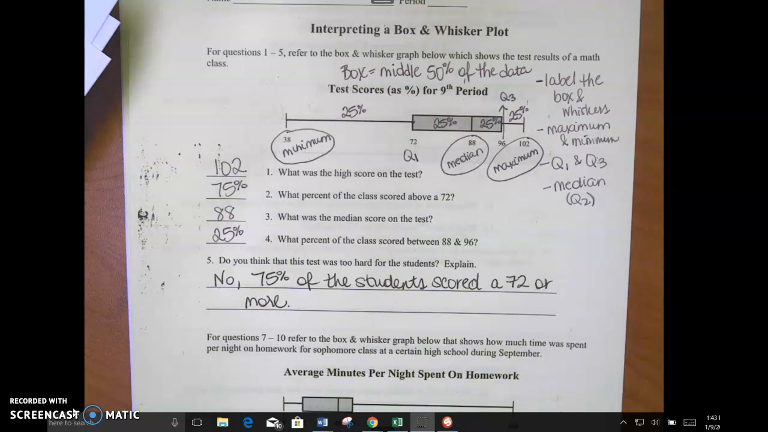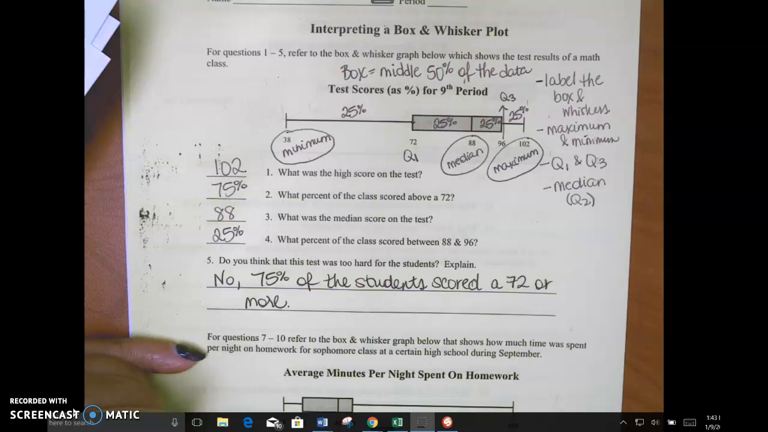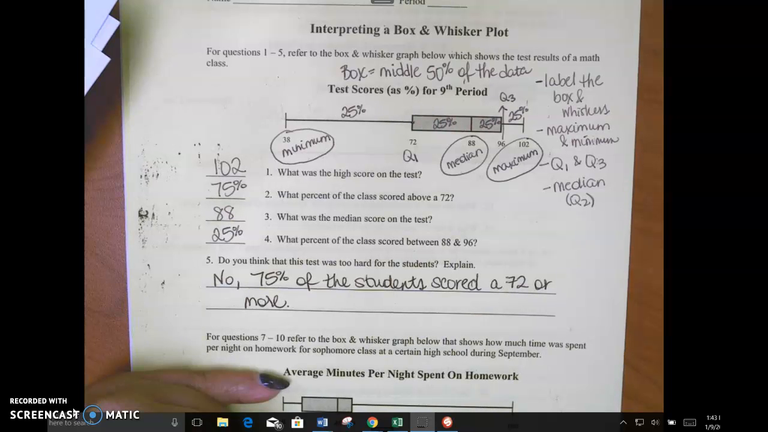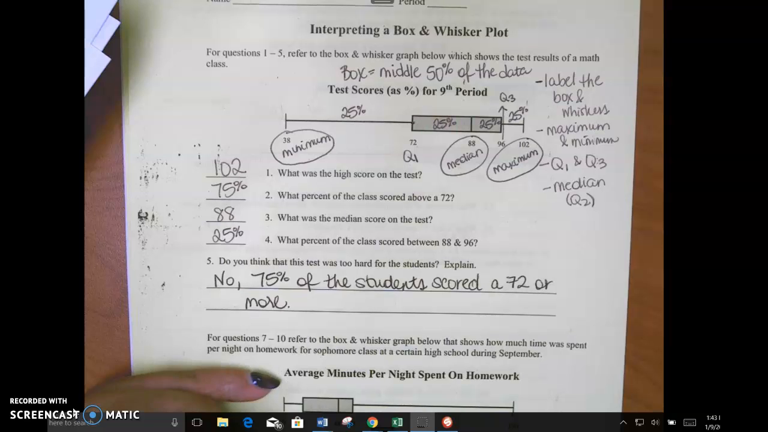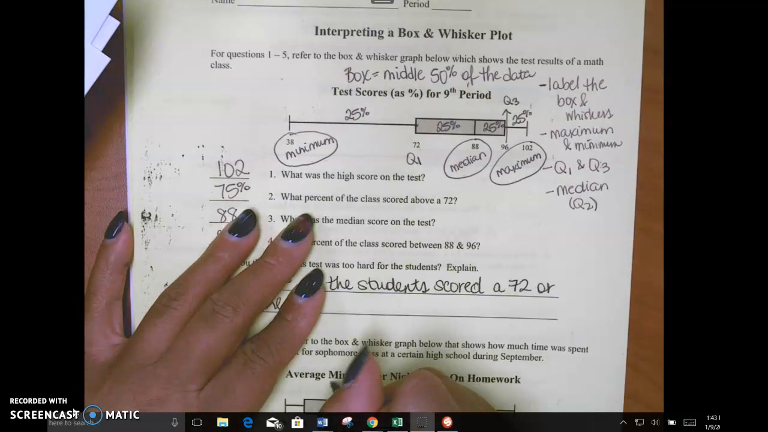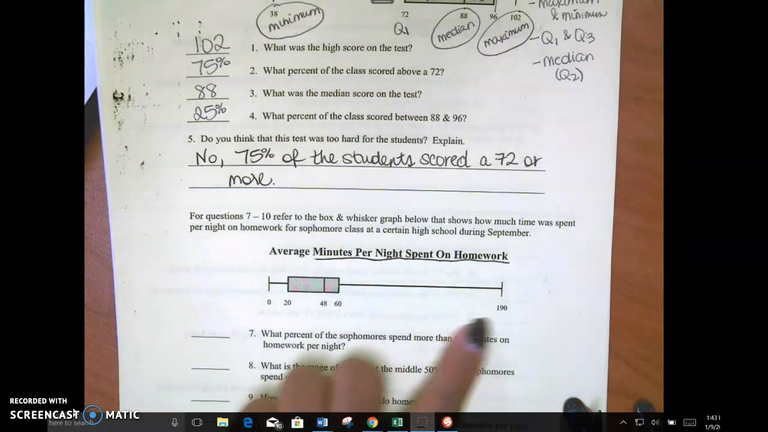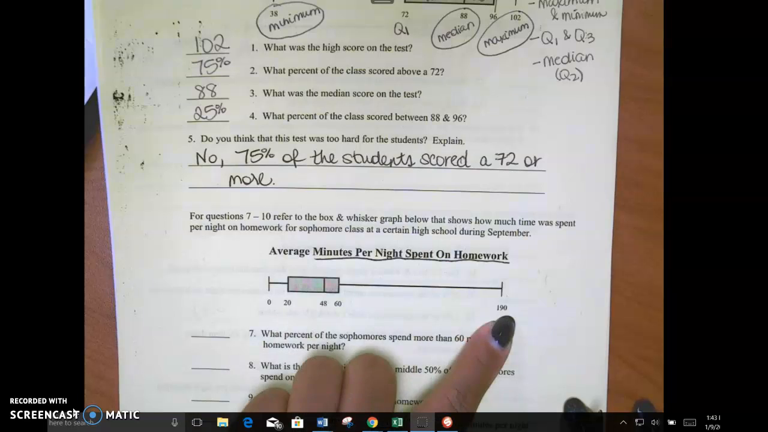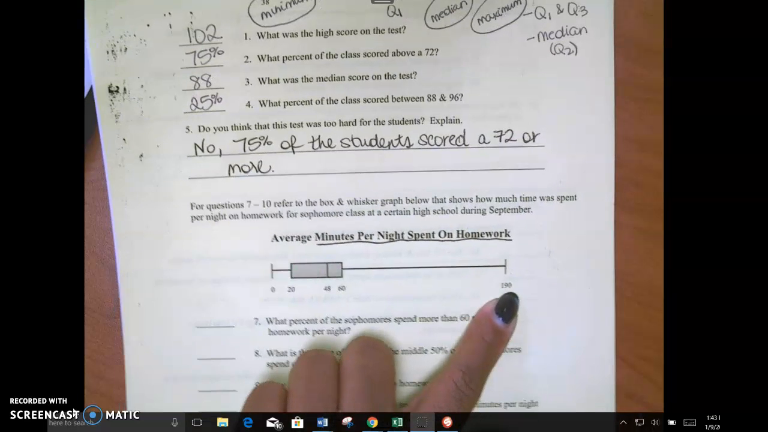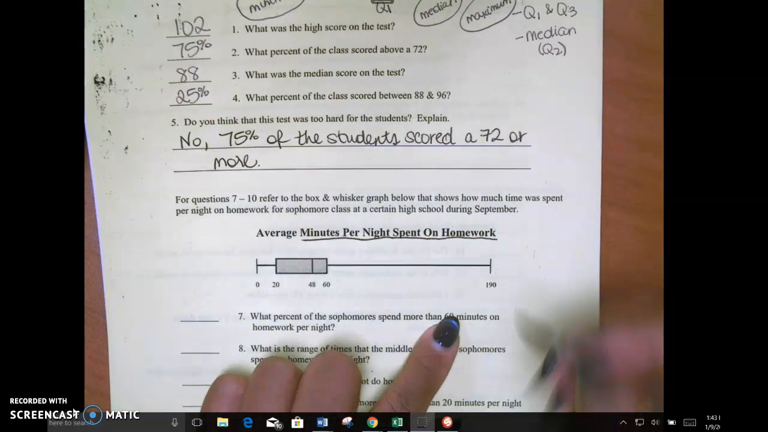For questions 7 to 10, refer to the box and whisker graph below that shows how much time was spent per night on homework for the sophomore class at a certain high school during September. Average minutes per night spent on homework. What do these numbers mean? 190 students or 190 shoes? $190? Minutes. So these are minutes.